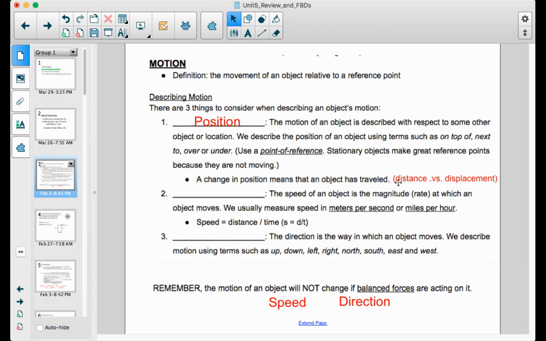On the next slide, I'll talk a little bit about distance versus displacement. We'll do a real quick little word problem to show the difference between them. Another thing to consider when describing motion would be the object's speed, or the rate at which it moves, and certainly the direction that it is moving: up, down, left, right, north, south, east, or west.